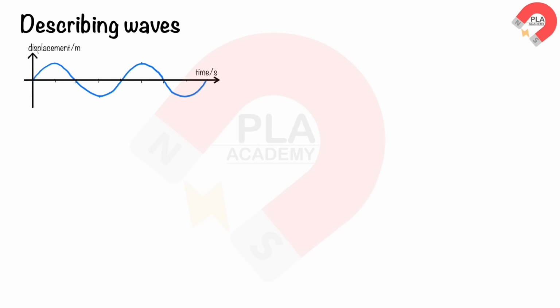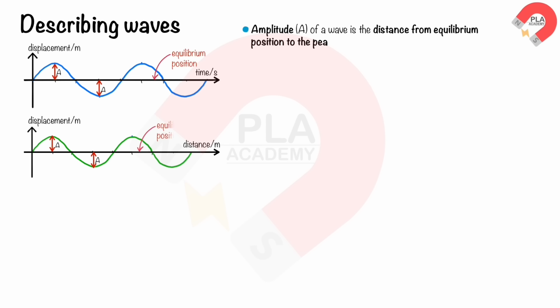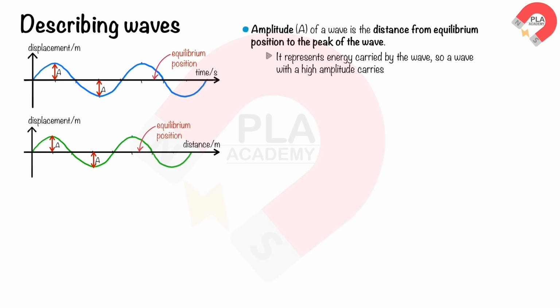Describing waves. Here is the displacement-time graph of a traveling wave. Here is the displacement-distance traveled graph of a traveling wave. Amplitude, A, of a wave is the distance from equilibrium position to the peak of the wave. It represents energy carried by the wave, so a wave with a high amplitude carries a lot of energy.